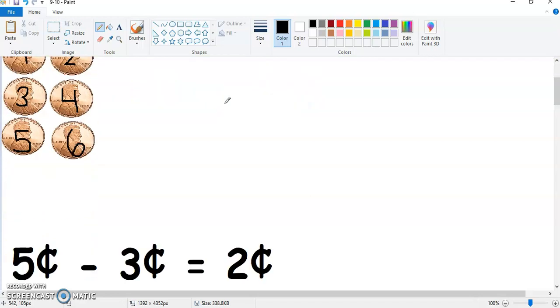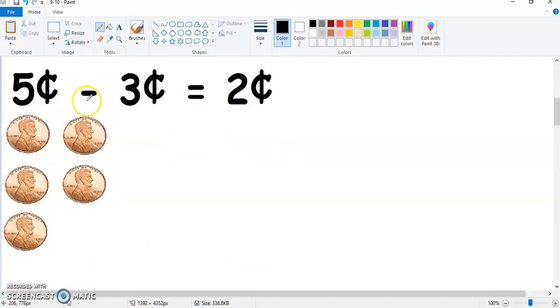All right, let's try the one at the top of your page. So it says 5 cents take away 3 cents equals 2 cents. So let's go ahead and just show that on our picture. So we started with 5 cents. 1, 2, 3, 4, 5. We're going to take away 3. So this is the number we're starting with, taking away this many, 3. Here we go. 1, 2, 3. So I took away 3, and now we're going to ask ourselves, how many are left over?